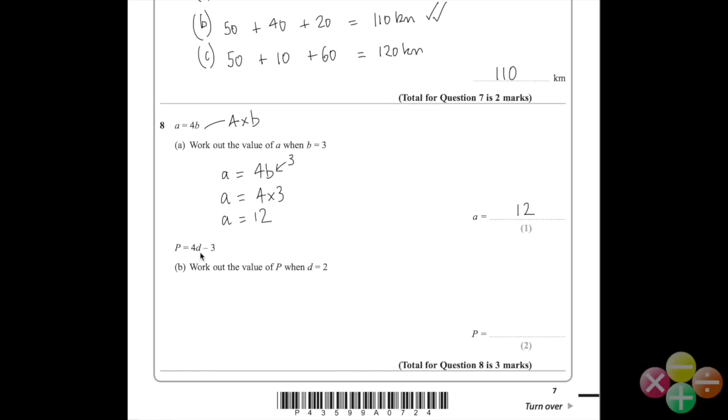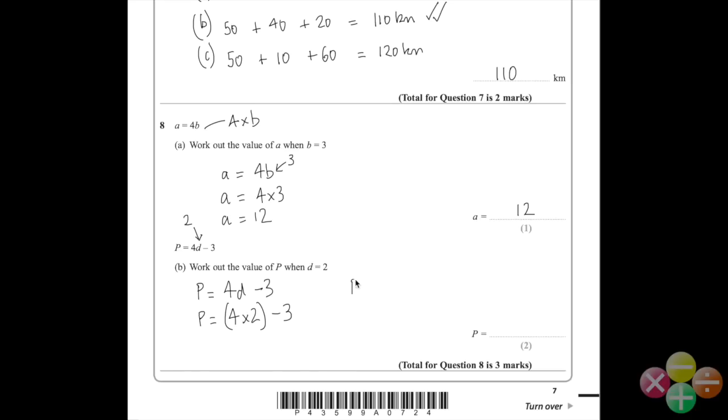P equals 4D minus 3. Work out the value of P when D equals 2. So in this case I'm going to replace the letter D with the number 2. Remember that it's 4 multiplied by D. So P equals 4D, take away 3. Well, if D is equal to 2, I've got P equals 4 times 2, take away 3.